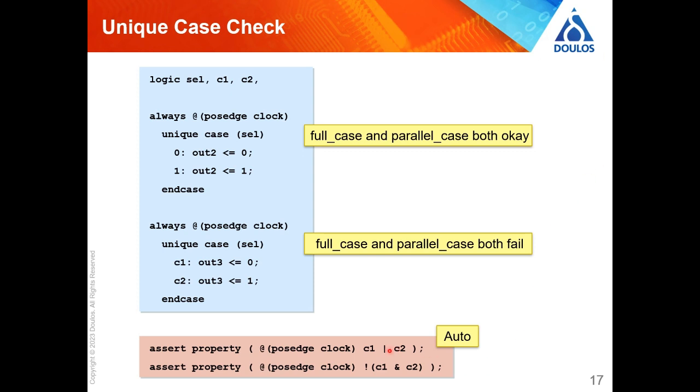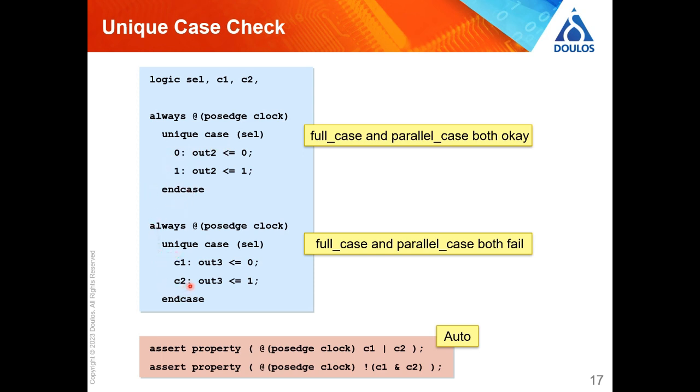What the formal tool does is generate a couple properties to check whether the case is full case, meaning all the cases are specified, and parallel case, meaning that all the cases are mutually exclusive. So we look here at this first one and we can just visually see that all the cases are being specified. It's also within a unique case statement, so we know that there's no priority here. So that one's going to pass okay.